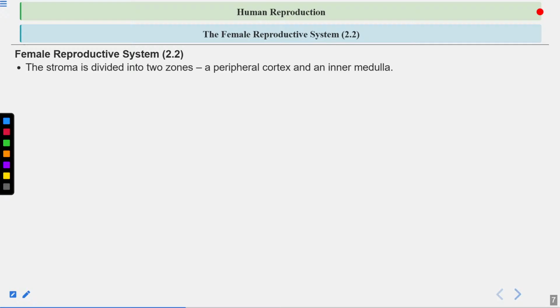So we're talking about the ovarian stroma. This ovarian stroma is further divided into 2 zones: the peripheral cortex and the inner medulla. So the peripheral region is always the cortex and the inner region is always the medulla. You have to remember this. If you cut a section of any internal organ also, like the kidney, the peripheral region is always known as the cortex, and the inner region is always known as the medulla.